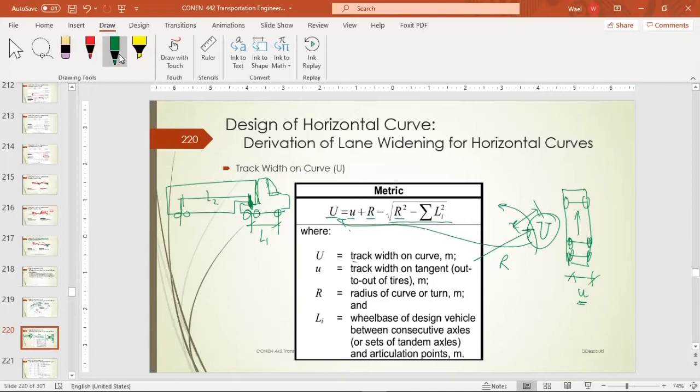So basically, this equation will be capital U equals u small, that's the wheel track if it's going straight, plus R, that's the radius of the curve, minus the square root of R square minus the summation of L1 square plus L2 square. Clear? That's how we calculate the width of the wheel track on the curve. So that's one component.